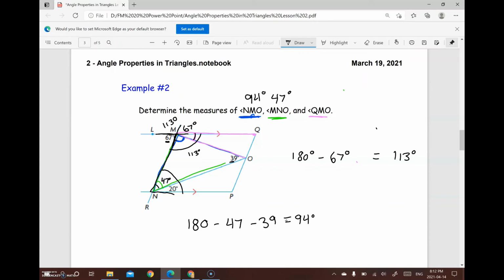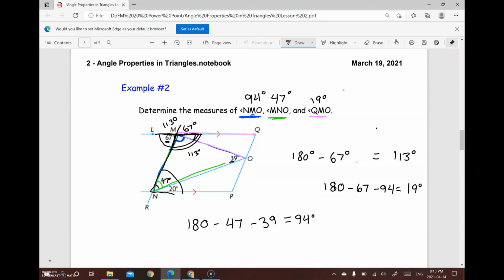And if I know that that blue angle is 94 degrees, well, I can solve for that pink angle using supplementary angles. So all three of these together are going to add up to 180. So if I take 180, subtract 67, subtract 94, I'll get that pink angle, which is 19 degrees.